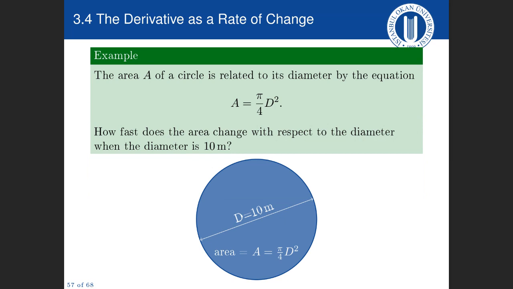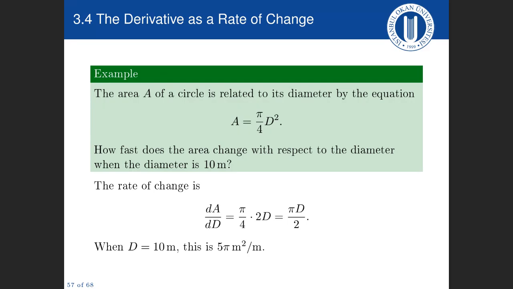So for example, the area of a circle is related to its diameter by the equation area is equal to pi over 4 diameter squared. The question is, how fast does the area change with respect to the diameter when the diameter is 10 meters? The question is asking us to calculate dA/dD, the derivative of A with respect to D, when D is equal to 10 meters.